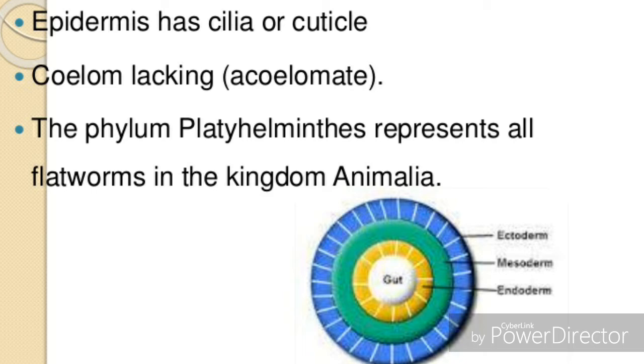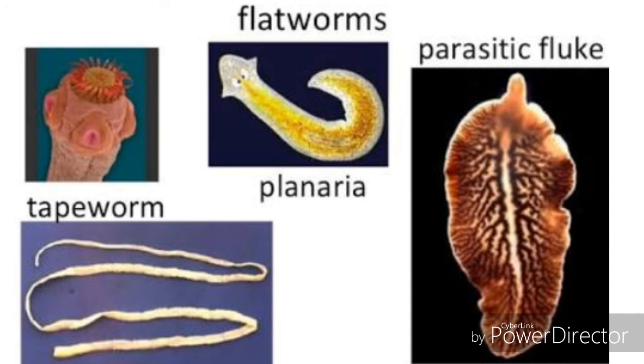Students, here you can see the diagrammatic representation of three germ layers, ectoderm, mesoderm, and endoderm. In flatworms, epidermis has cilia or cuticle. Cilia are small hair-like structures. Cuticle is outer protective layer. They are acoelomate animals. They don't contain a body cavity. Here you can see the different examples of flatworms: tapeworm, planaria, parasitic fluke. All these are different examples of flatworms.